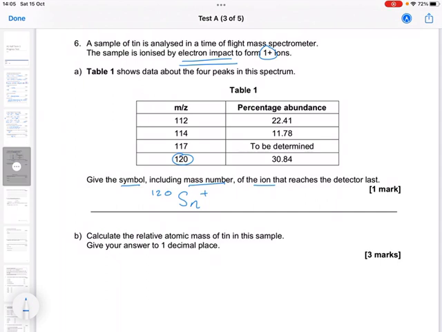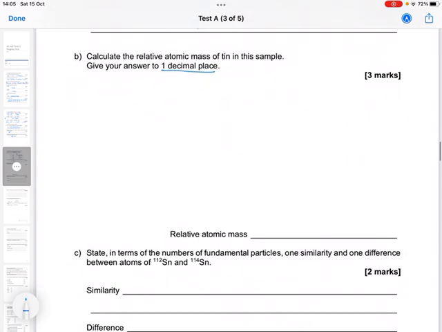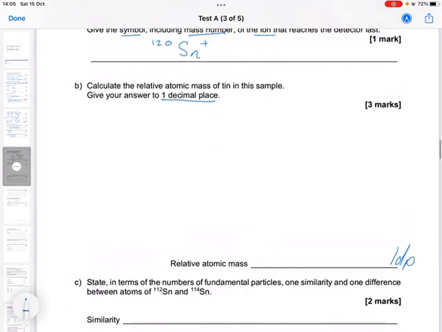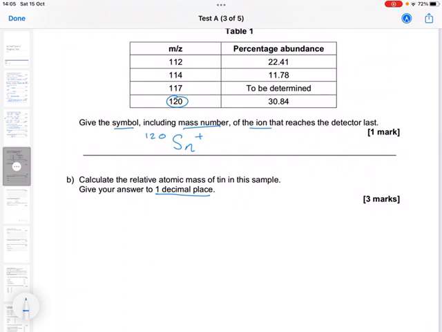Part B, give the relative atomic mass of tin in this sample, giving your answer to 1 decimal place. So I'm just going to give myself a little reminder here. This is exam technique, that when I finish my calculation, that's what I need to do. Now I'm given 3 percentages and 1 that I need to work out. So to work out the percentage abundance here, it's going to be 100 minus 22.41, 11.78, 30.84, and that equals 34.97, and that will be one of the 3 marks that we have here.